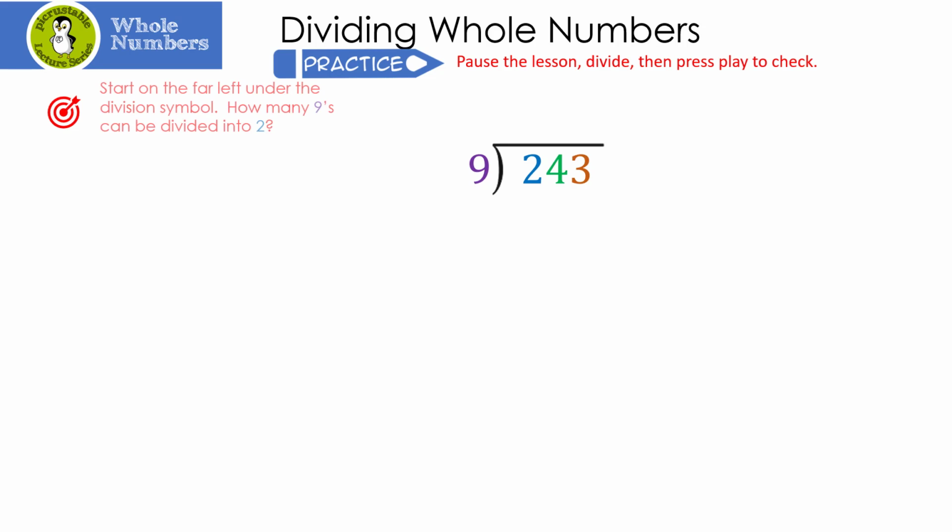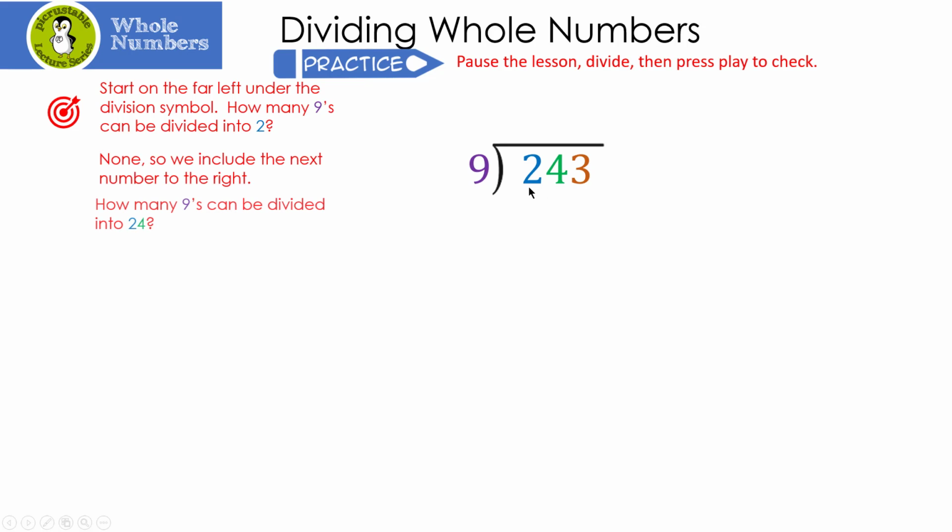All right, let's see how you did. The first step is to see how many 9s are in 2. Remember, I'm looking at my first number. Well, I can't put 9 in. I have to look and see. So now I have to look and see how many 9s are in 24.